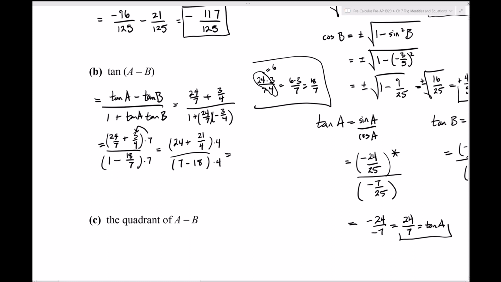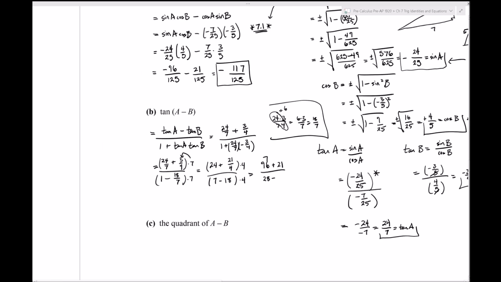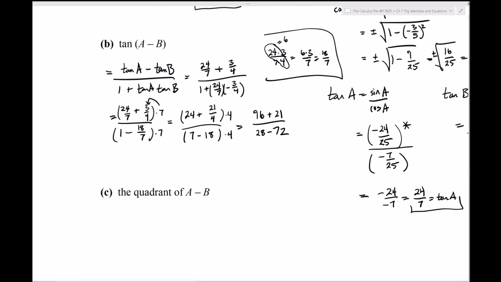So 24 times 4, we had said that earlier, right? 24 times 4 was 96. Plus, that's just 21. 4 times 7, 28. Minus 18 times 4. 18 times 2 is 36. Times 2 again is 72. Whoops. So I got to figure that out.